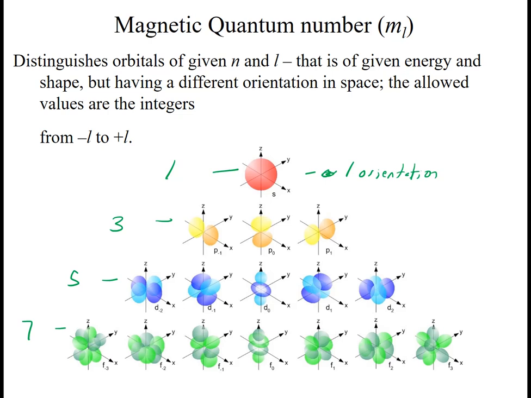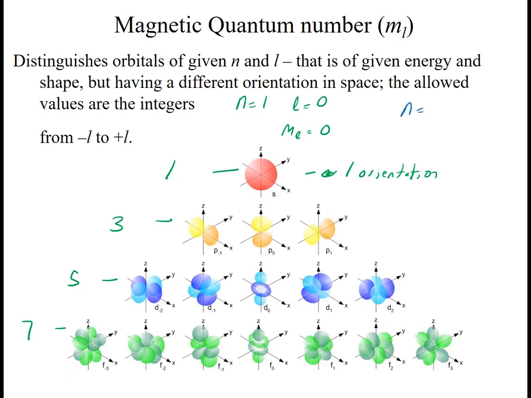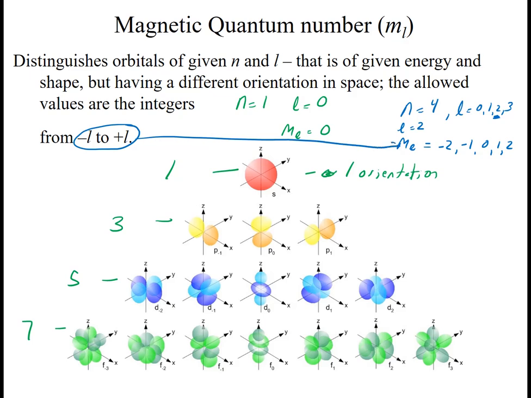And so if I have n equal 1, and therefore my L can only be 0, then M sub L would only be 0. Versus if I chose to do n is equal to 4, L could be 0, 1, 2, 3. If I chose 2, then M sub L could be minus 2, minus 1, 0, 1, and 2. So that's the minus L to L.